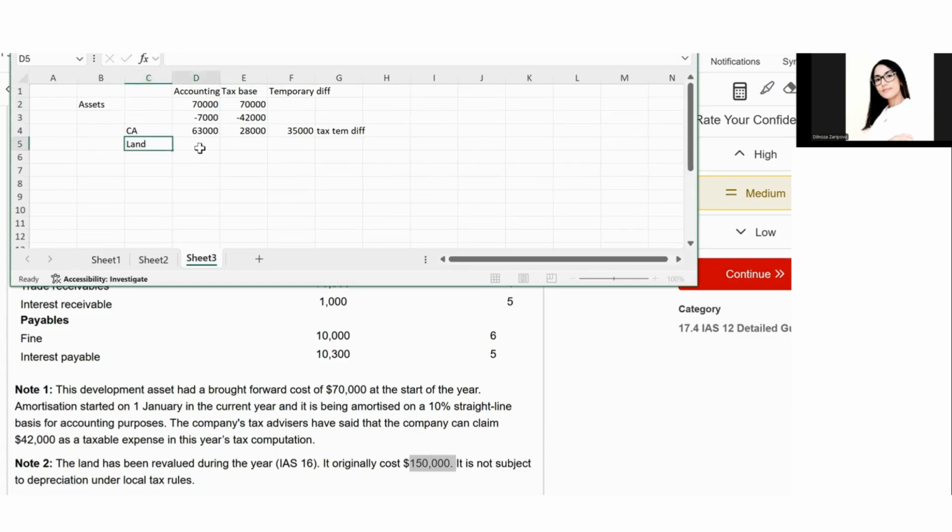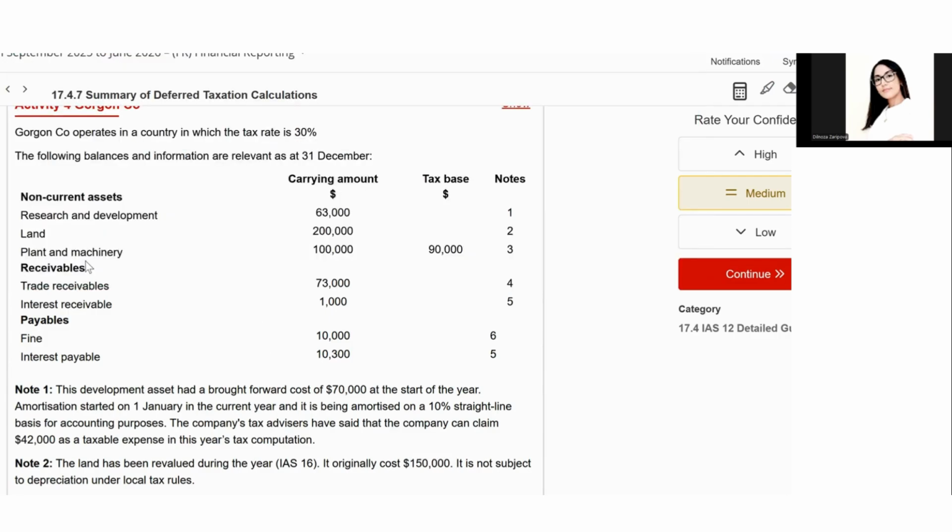Land, we will have here 200,000 minus 150,000, and we're going to have taxable temporary differences again, this minus this, right? All right, next, plant and machinery.